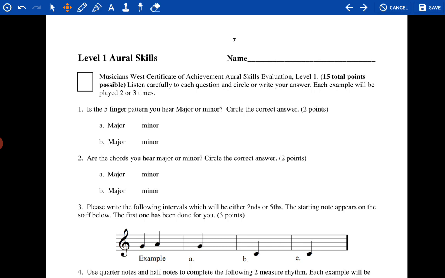Circle the correct answer. They're actually going to play for you something like this, or like this. Maybe right now you cannot tell the difference, but actually the first one was major, the second one was minor. How can you tell one from another? It has to do with the mood or the mode of each scale.